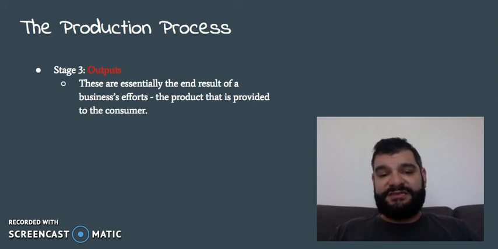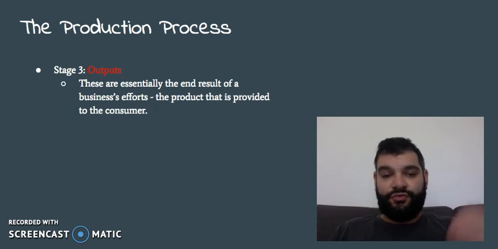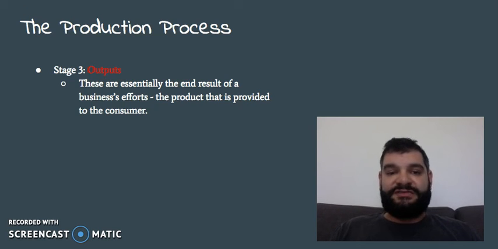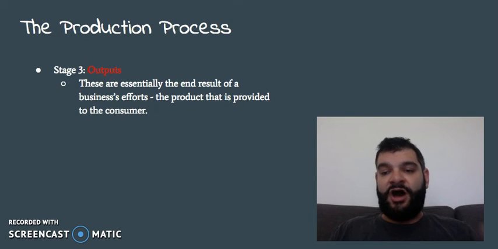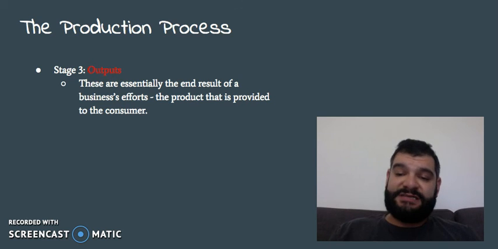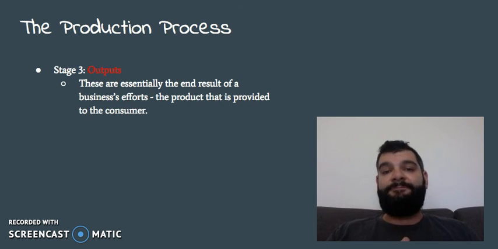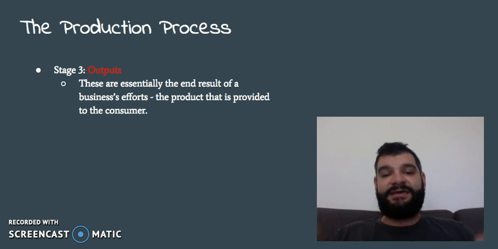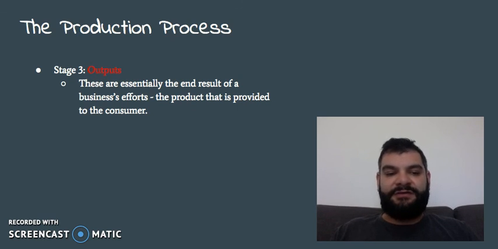Now, these are essentially the end result of a business's efforts. So the product, the good or service that is provided to the consumer in the end. So you start with a bit of iron ore. It gets transformed into a simply transformed manufacture, an STM, which may be a steel bar. It is then processed further into other items, which then comes out to be a car, and the car is the output. So the product that is provided to the consumer at the end.